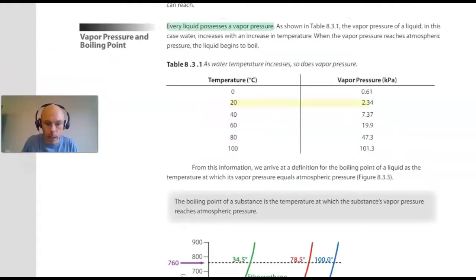All right, I've flipped my page. I'm on 487 of the ebook now, looking at this section titled Vapor Pressure and Boiling Point. Little highlight in green says every liquid possesses a vapor pressure, which varies by temperature, by the way.